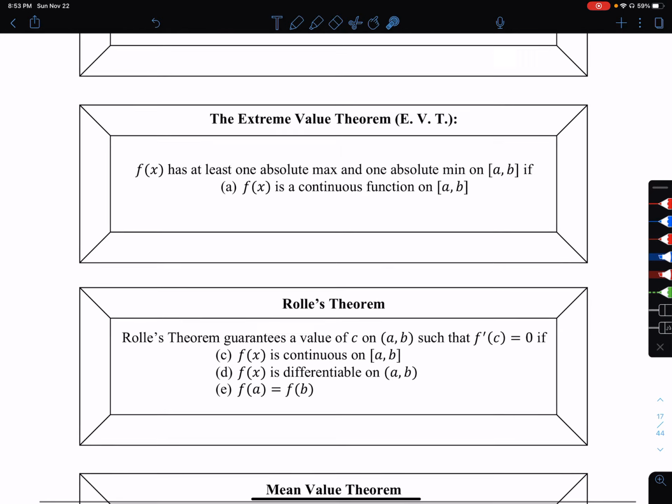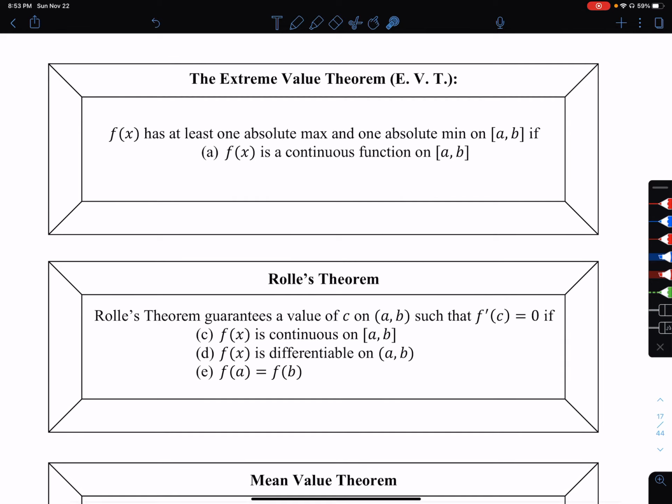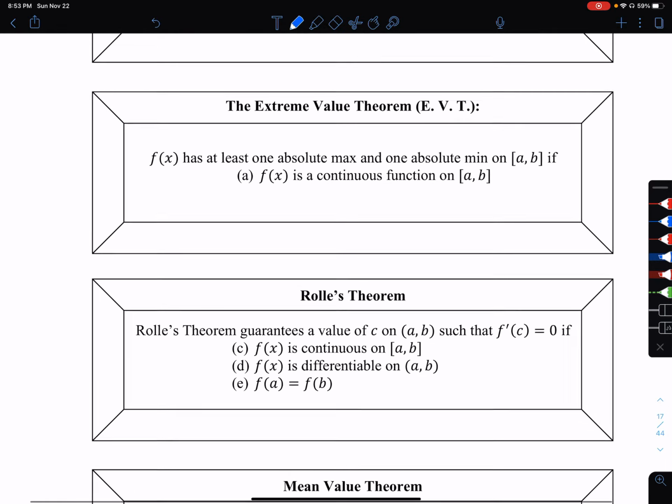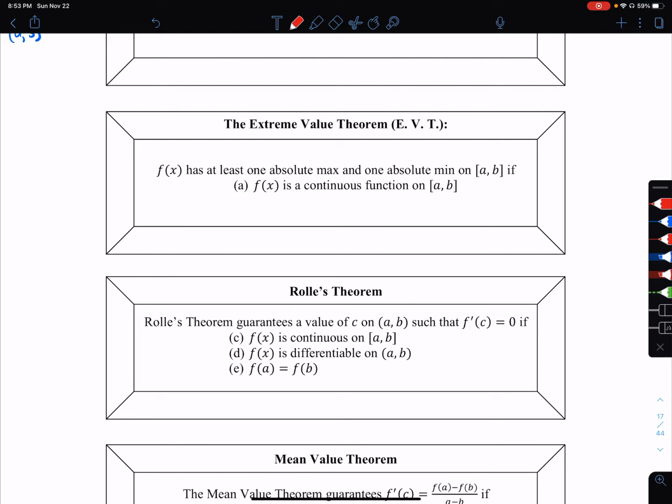Pretty obvious, I think. Extreme value theorem, EVT, if you will. f of x has at least one absolute maximum and one absolute minimum on the closed interval from a to b, if f of x is continuous on that interval. I don't know what else to say other than what that says. I think that's pretty obvious.